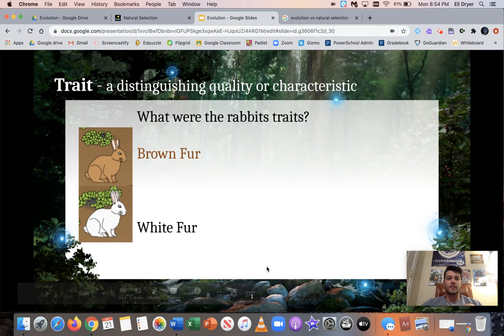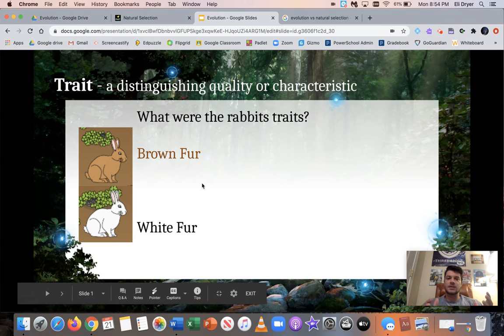Hey y'all, I want to go over the Rabbit Lab and use it to review something that you've learned in the past. In the Rabbit Lab, there were two types of rabbits: the brown fur rabbit and the white fur rabbit.